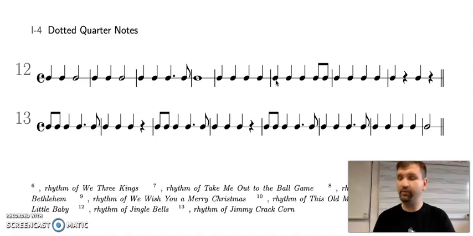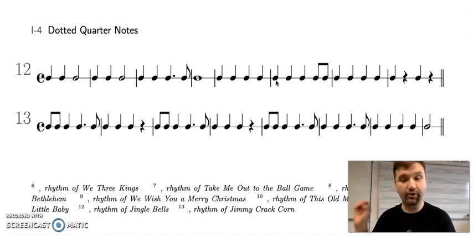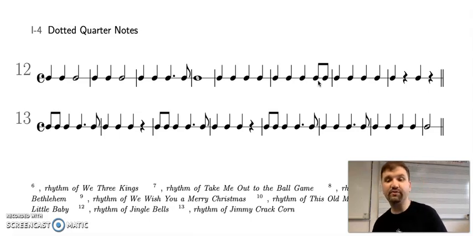Count with me. You'll hear quarter notes and eighth notes. Count this measure. Ready, go. 1, 2, 3, 4, and. Good. Now let's do the measure with the dot here. Ready, go. 1, 2, 3, and. Let's do that measure one more time. Ready, go. 1, 2, 3, and.